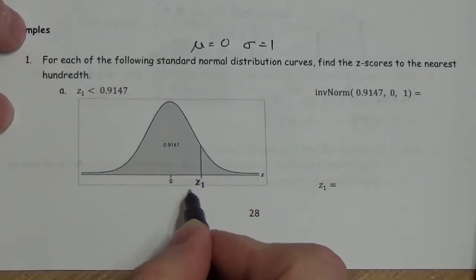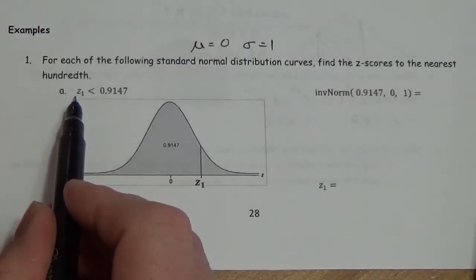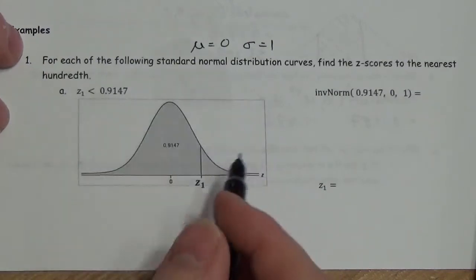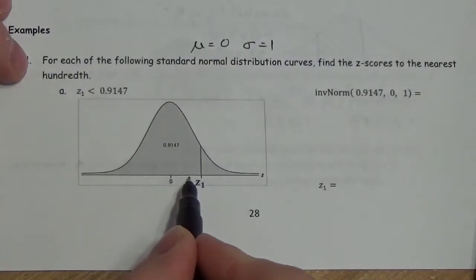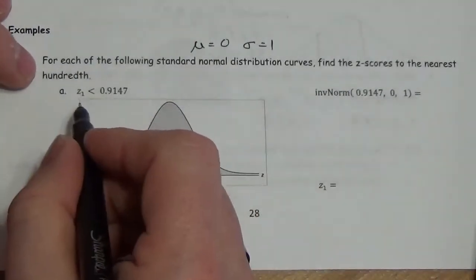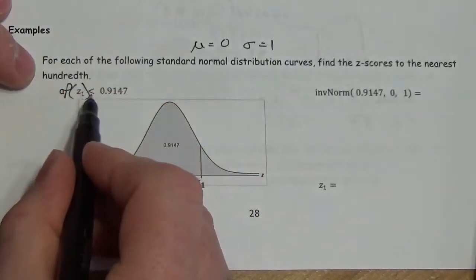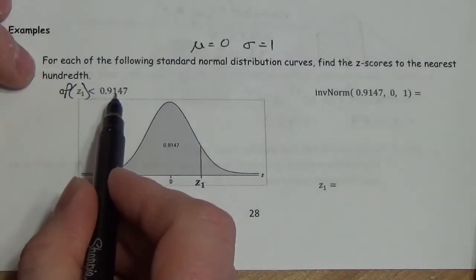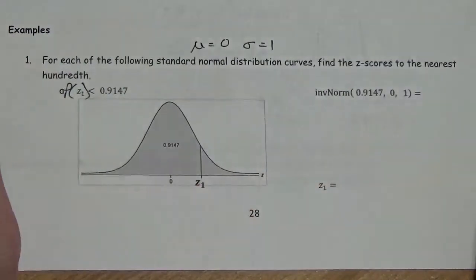I want to know what this Z-score is right here. This is saying that the probability that the Z-score is less than this value, and this is a little bit poorly worded. The Z-score that we're looking for, the probability of the data being less than that is going to be 0.9147. Okay, so this area right here is 0.9147.